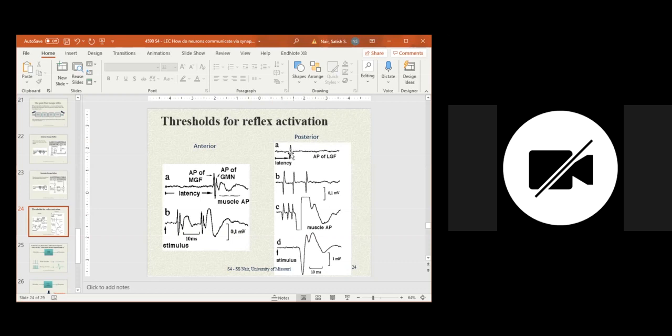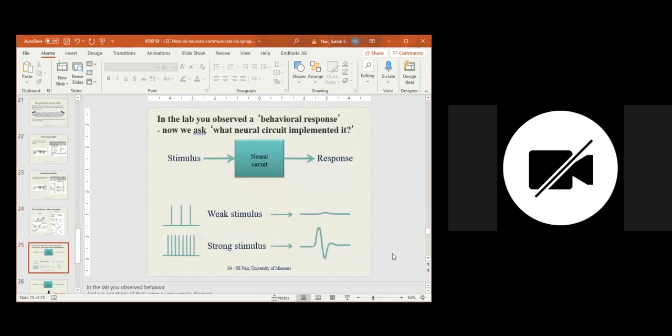In the posterior end, one action potential doesn't elicit a muscle potential. But if you have three of them, then it elicits a muscle potential, meaning the escape reflex is engaged only if there are three sensory potentials, meaning it has to be a strong poke. While in the anterior end, just one action potential is enough to cause the muscle to move. Okay, let me keep moving.